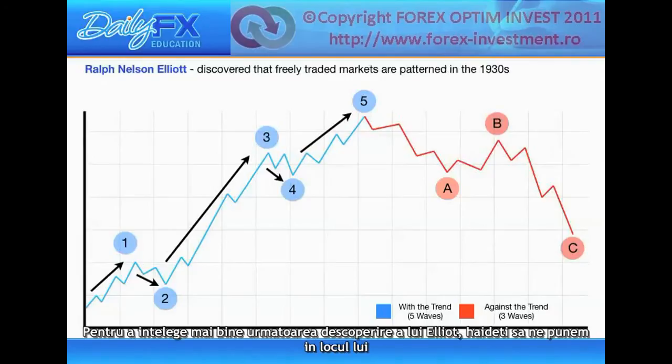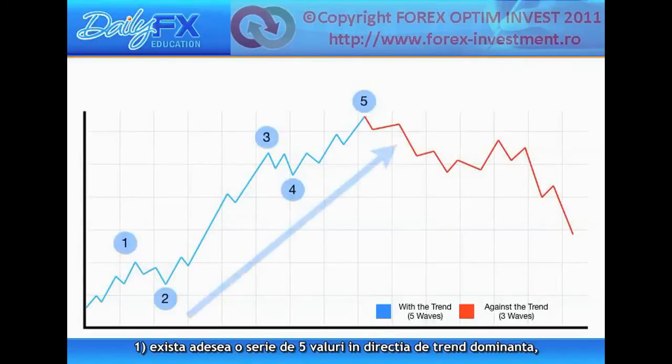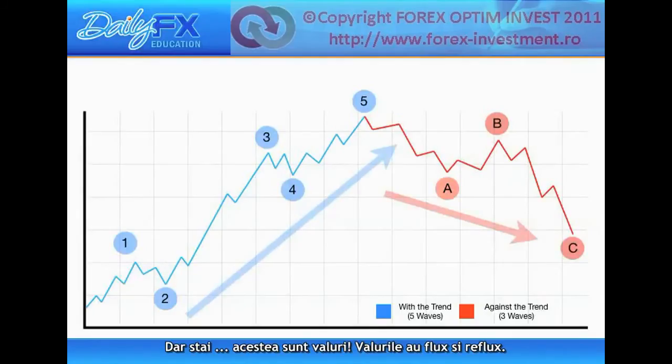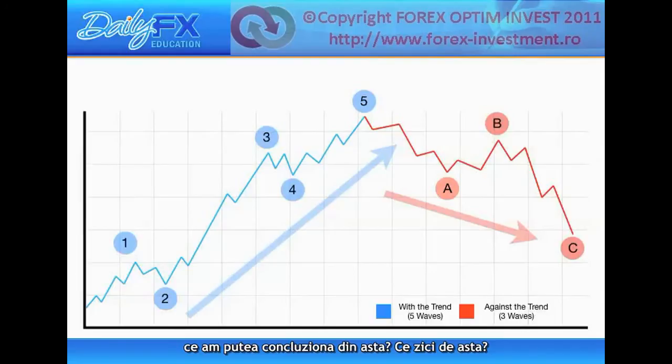To better understand Elliott's next discovery, let's put ourselves in his shoes, and let's take a look at this basic 5-3 wave pattern to see if there's something that can be inferred from it. Thus far, Elliott has discovered two things. One, that there is often a series of 5 waves in the direction of the prevailing trend. And two, that 5-wave series is often followed by a series of 3 waves in the counter-trend direction. But wait, these are waves. Waves ebb and flow. Or better stated in trading terms, waves oscillate up and down. Knowing that each impulse and correction is a series of waves oscillating up and down, what might we conclude? How about this?